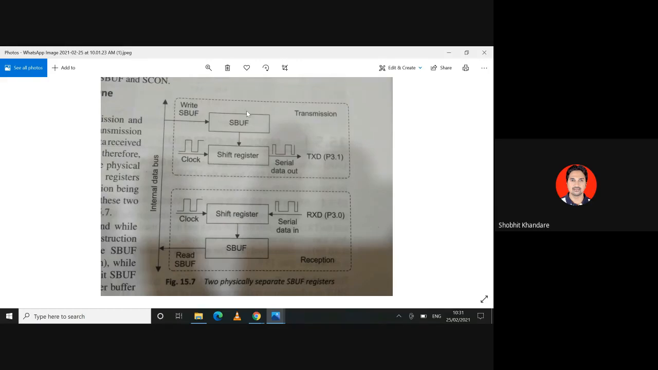So can I say I'm writing in the SBUF now? How do you write in the SBUF? By using the instruction MOV SBUF, A. So this buffer is only used for writing, not for reading.